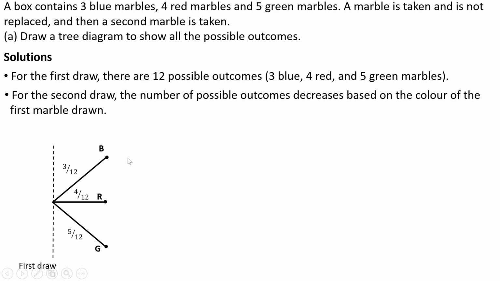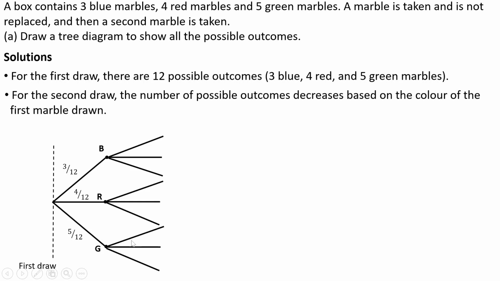Now for the second pick, if they pick for the second time, we also expect 3 possible outcomes there. There are 3 possible outcomes here and also 3 possible outcomes here. So on the blue, on the red, on the green.